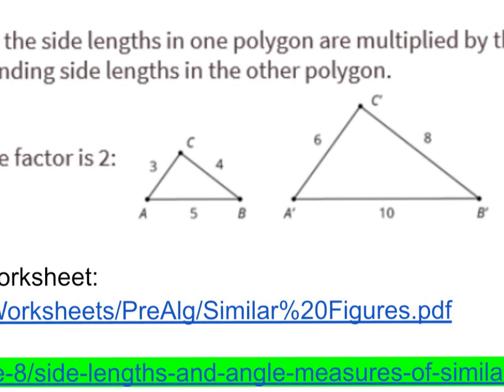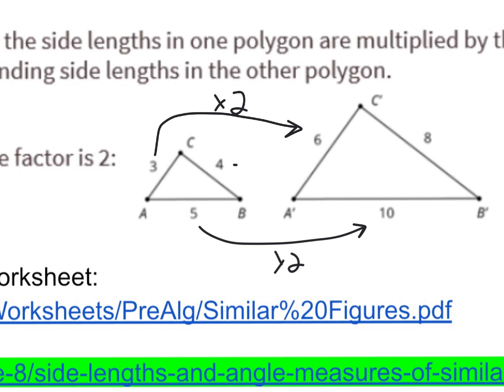you can notice if we're going from 3 to 6 is multiplying by 2, 5 to 10 is multiplying by 2, 4 to 8 is multiplying by 2. So that has a scale factor of 2, we could say. Usually what's going to happen here is we're going to have a variable, an unknown side that we're going to have to find. So we're going to set a proportion, find the pattern, and then find out what the missing side is.